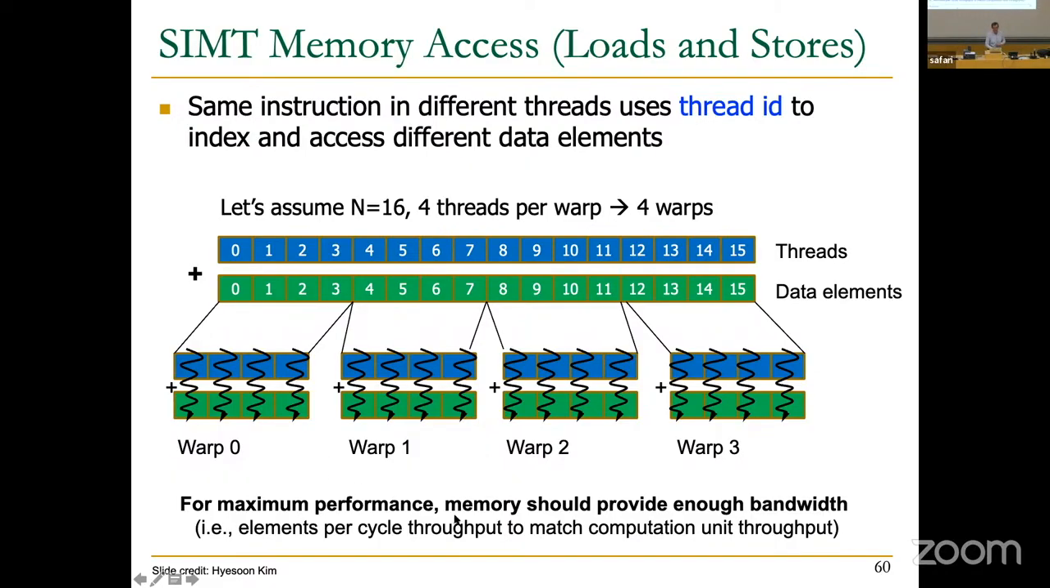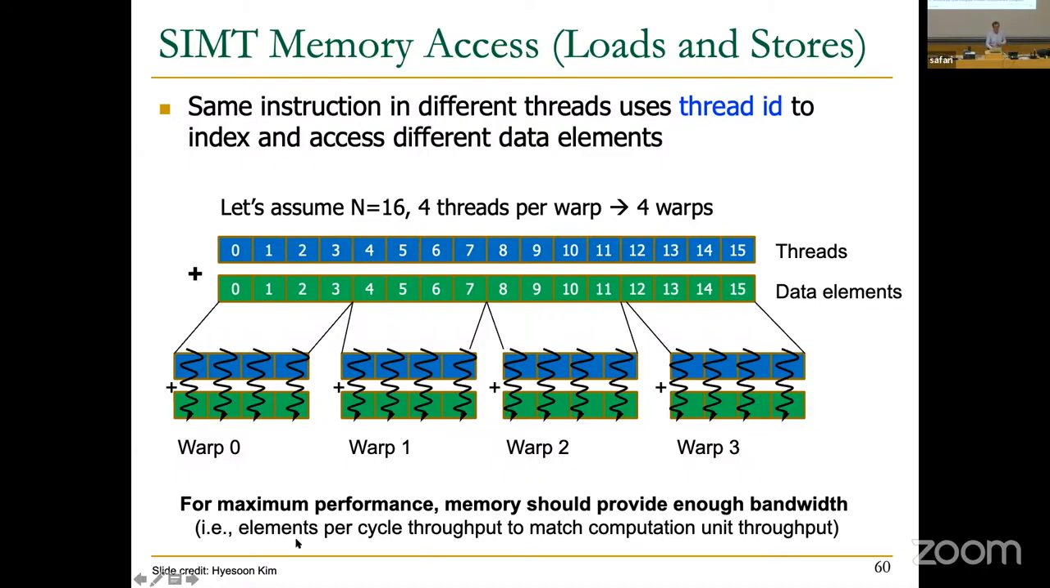If you want to get the maximum performance, memory should really provide enough bandwidth. So if you, for example, want to execute all of these 4 warps in parallel, you should really be getting 16 different data elements per cycle from your memory. And we're showing only 1 element, for example. If you're adding 2 vectors together, then you need 2 data elements for each thread, right? 2 loads, for example. So you really need a significant amount of memory bandwidth to supply the computation units.